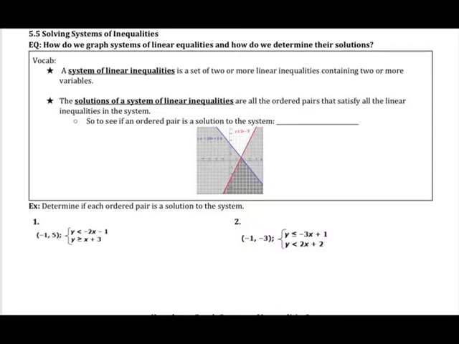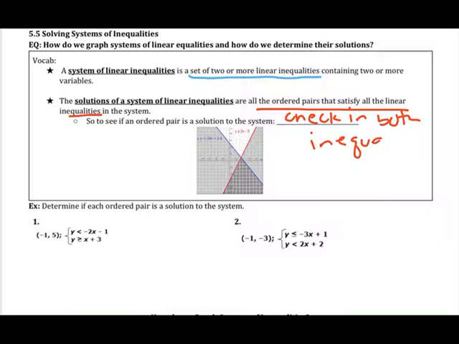A system of linear inequalities is a set of two or more linear inequalities. This sounds a whole lot like a different section that we already learned, but now the key difference is we're talking about inequalities. A solution to a system of linear inequalities is all of the ordered pairs that satisfy all the linear inequalities. To see if an ordered pair is a solution to the system, check in both inequalities. Just like in a previous section, we had to check in both equations to see if something was a solution, we need to check in both inequalities. So plug it in and see if you get a statement that is true or false.